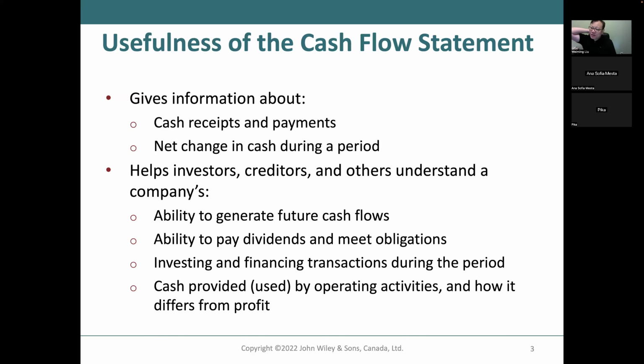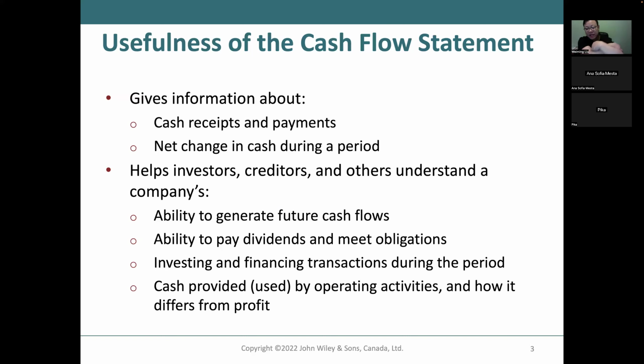It will help the investor, creditor, and others understand the company's ability to pay dividends and meet obligations. I want to see how much cash is generated, and how that cash is used. Is there enough cash to pay the bank interest, to pay the loan? Is there actual cash after paying the debt that can be used as a dividend, distributed to the investors?